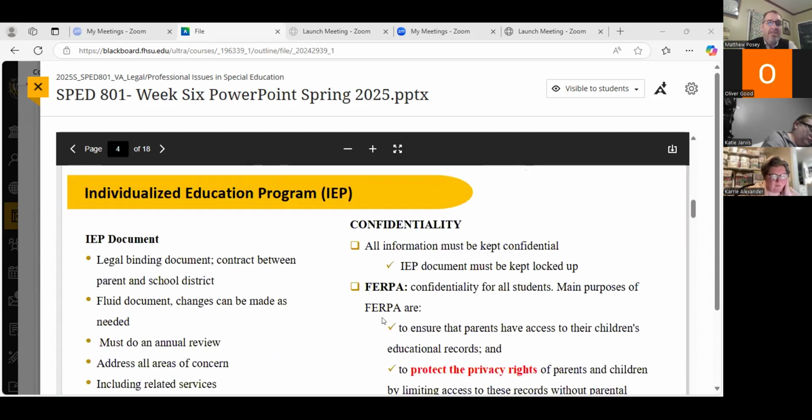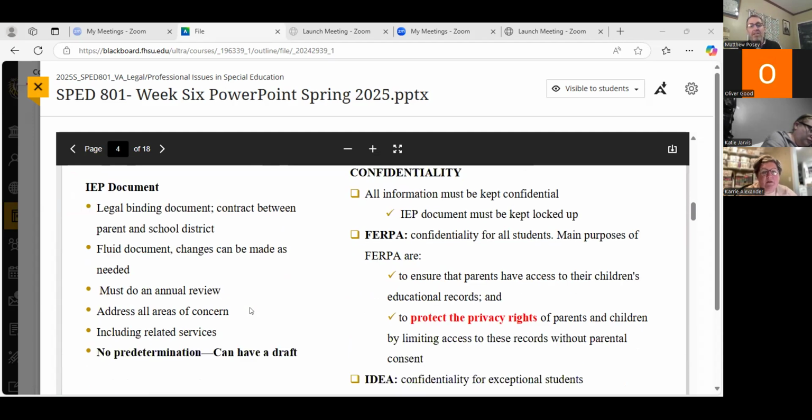Okay, the IEP itself, we know that it's a federally binding document, right? What's in that plan is something that has to be carried out. I mean, it's all in law. So it is a legally binding document. It's a contract between the district and the parent for providing services to meet that child's needs. It's a fluid document. Changes can be made as needed. Okay, you can do a review, go in and make any changes. Some of the things maybe that are put in there are not working.